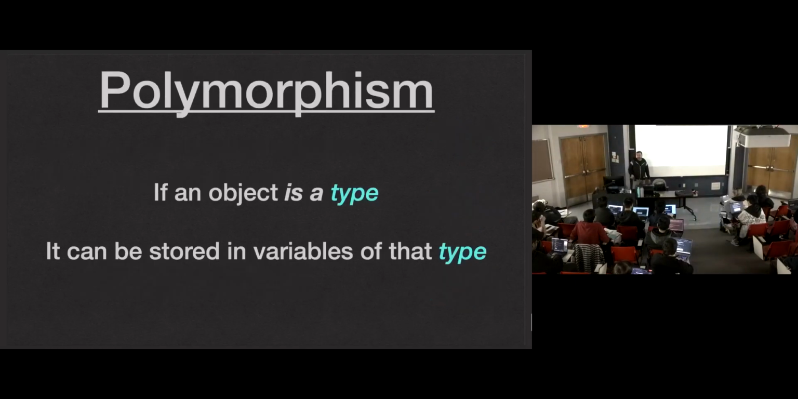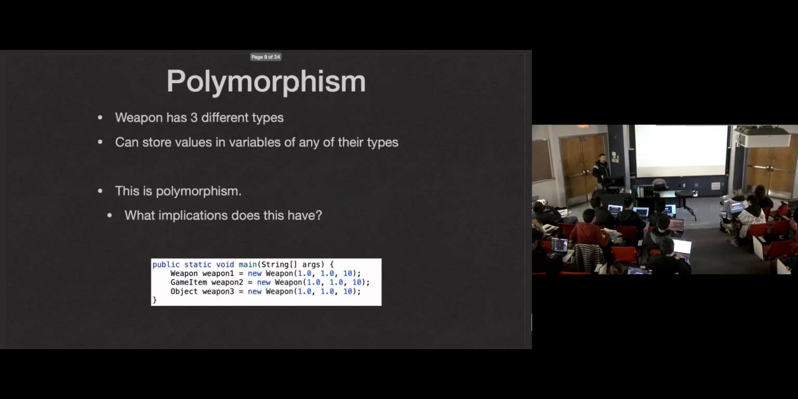Okay, so that's polymorphism. This is the fact that we can store objects in variables that don't match their type as long as it matches one of their supertypes. Why do we do this? Well, not even why would we do this, but what are the implications of this? How does this change my code? If I just have one variable here and I decide to make it weapon, or then I change my code and decide to make it game item or object, how is that going to change the behavior of my code?